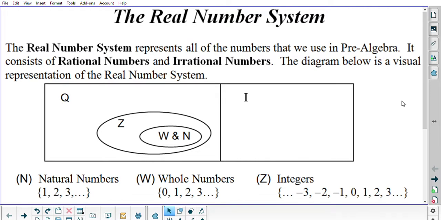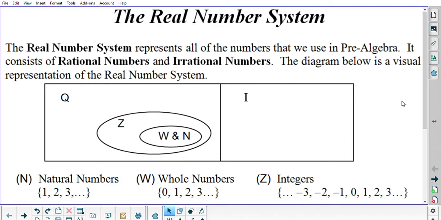Hello, this is Mr. Underkoffler, and today we're going to be looking at the guided notes called the real number system. You can follow along as I read the opening sentences out loud. It says the real number system represents all of the numbers that we use in pre-algebra. It consists of rational numbers and irrational numbers. The diagram below is a visual representation of the real number system.